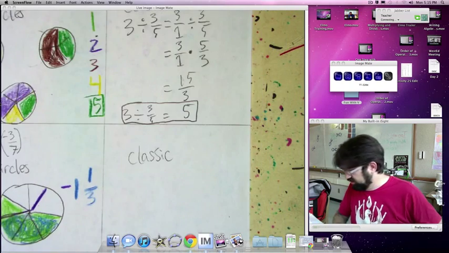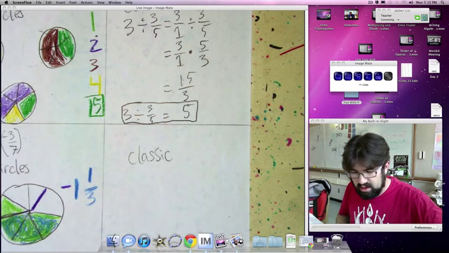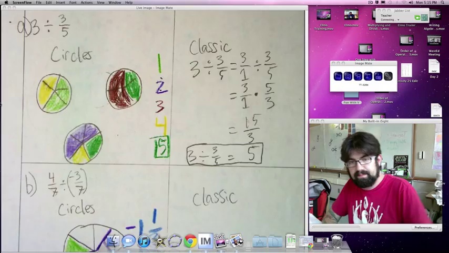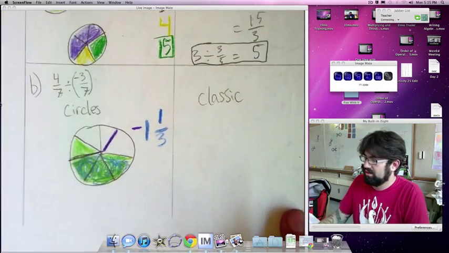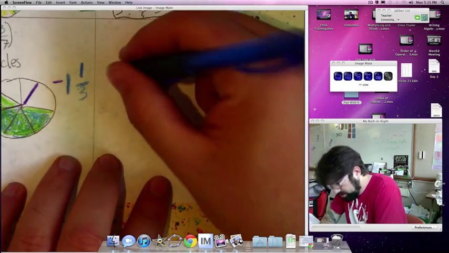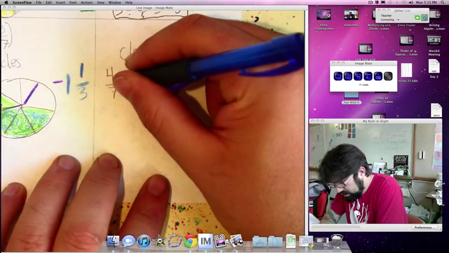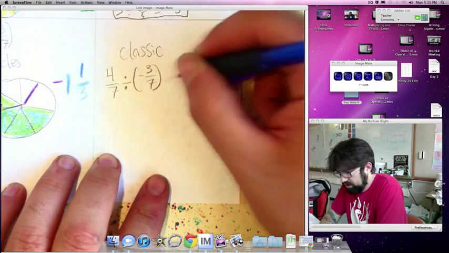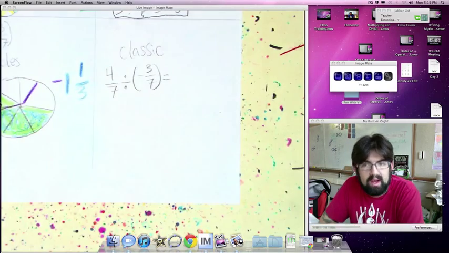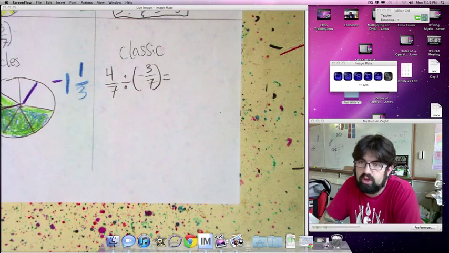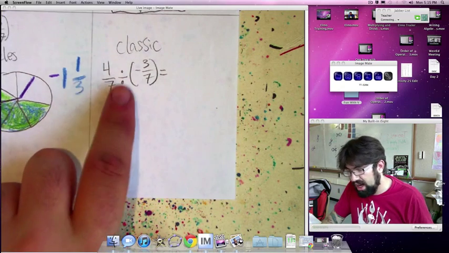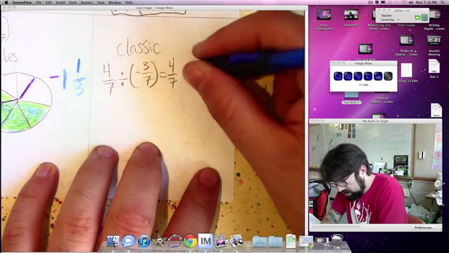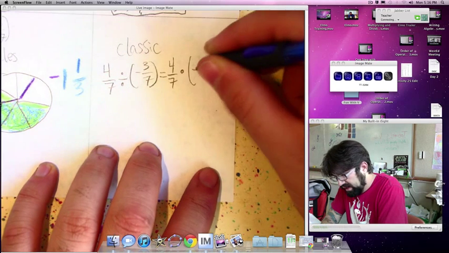Let's go with the classic, because if we get the same answer with the classic method, then we should be all set. So here we go. We have 4 over 7 divided by -3 over 7 is equal to, okay. We don't have a whole number, so we're not going to have to worry about rewriting. So we can just automatically go to skip, change, flip, skip this, times this by -7 over 3.